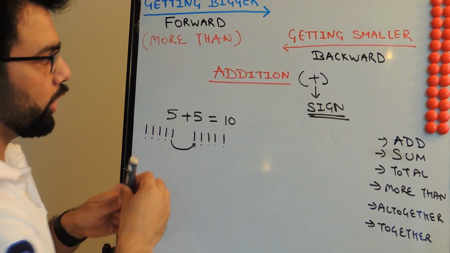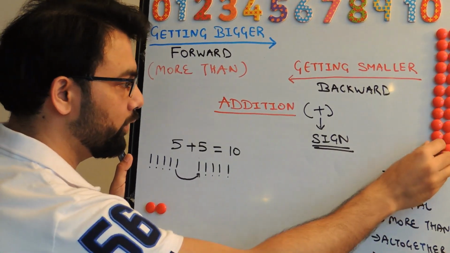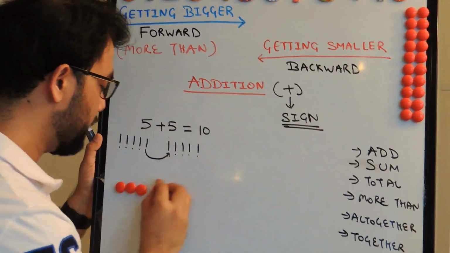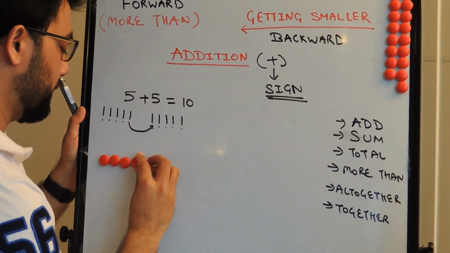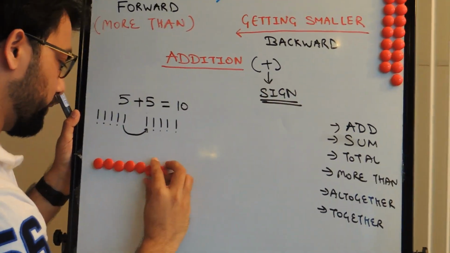So what are we going to do now? We'll take the 10 red magnets, and we are going to perform the exercises with these 10 magnets.